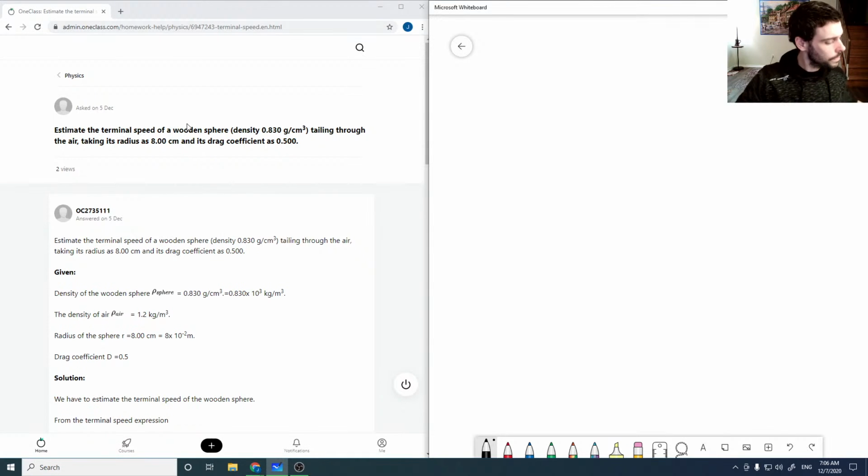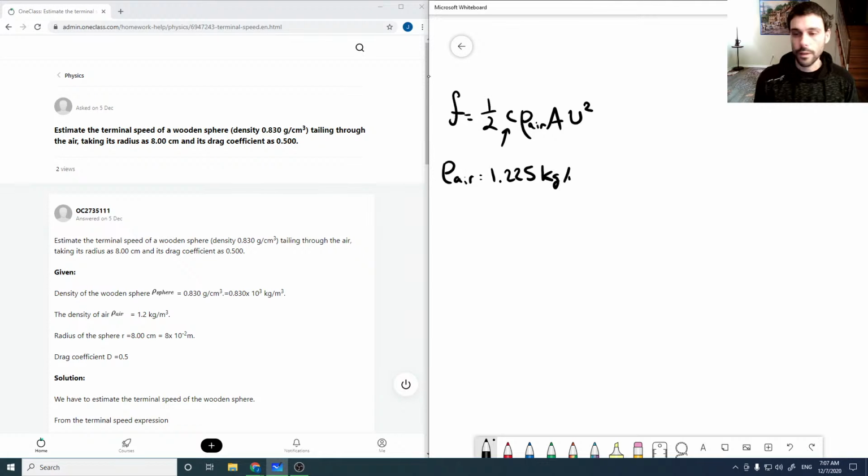Okay. So here we need to estimate the terminal velocity of a wooden sphere falling through the air, taking its radius as 8 centimeters and its drag coefficient as 0.5. So here we have an air resistance given by 1/2 C rho air, where that's the density of air, times the cross-sectional area of the object times the velocity squared, where C is our drag coefficient. Our cross-sectional area for the sphere is going to be pi r squared, basically a circle. And then v is our velocity, which we're trying to solve for.